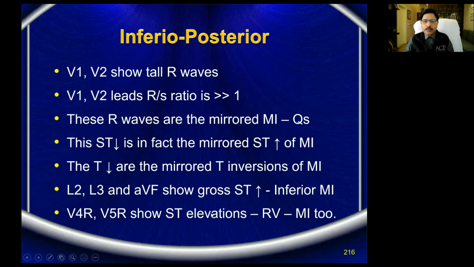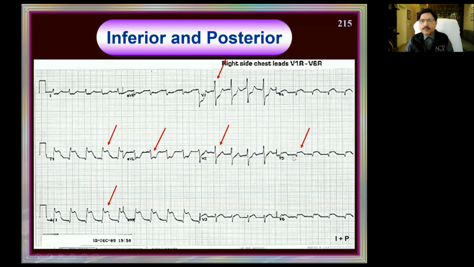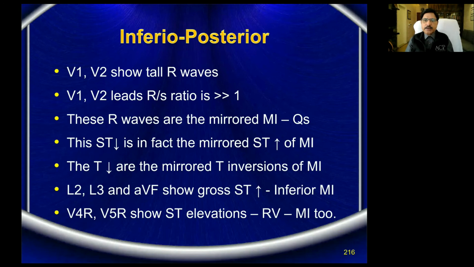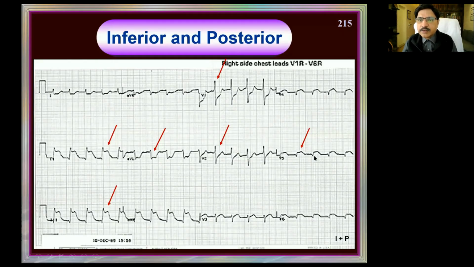V4R and V5R show ST elevation. They are showing right-sided ST elevation, which again tells me that a right ventricular MI is also possibly there. There is an inferior wall, there is a posterior wall, and there is a right ventricular MI also. How do I know right ventricle? These are not the typical V5, V6. They are V1R to V4R kept on the right side, and they are showing ST elevations. So it could be a right ventricular infarct.